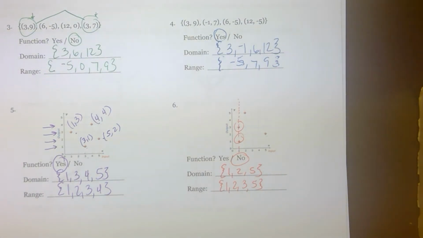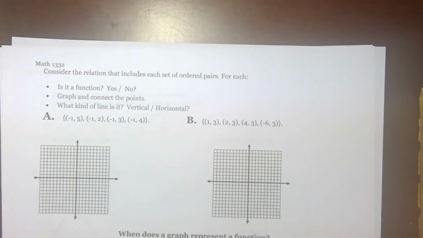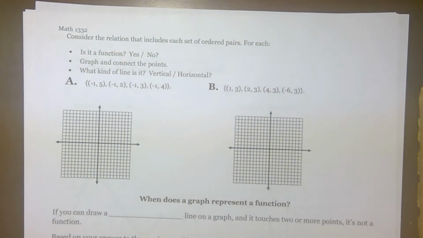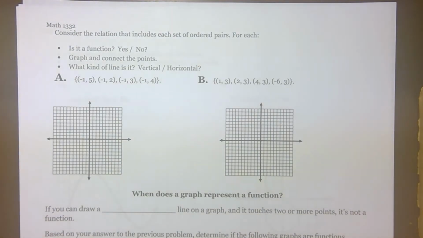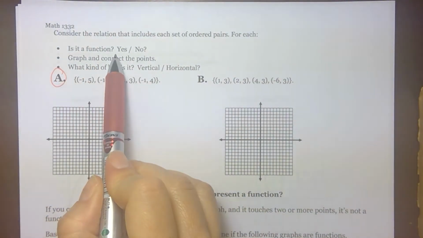Okay, let's look at the next page. Consider the relation that includes each set of ordered pairs. For each, you're going to see if it is a function, graph and connect the points, and identify what type of line it is. All right, well, when I look at A, it asks whether or not it's a function.